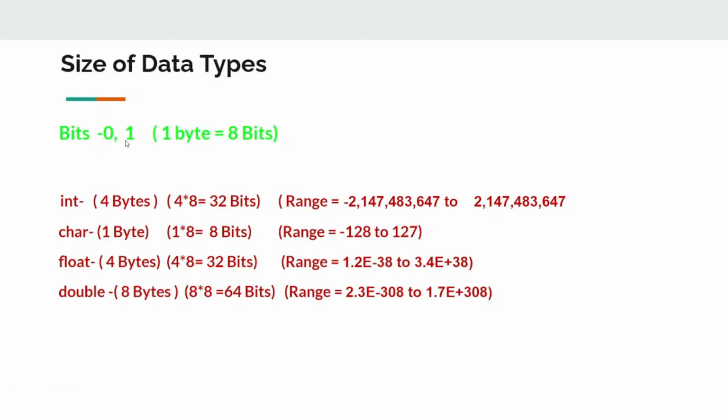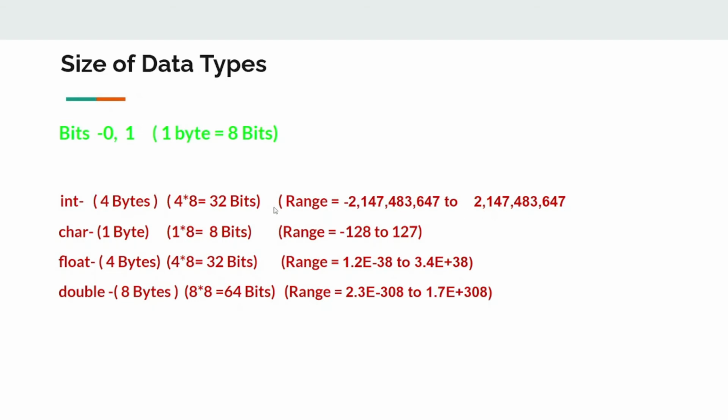So there are bits 0 and 1. 1 byte is equal to 8 bits, like 8 times we have written 0 1 0 1 0 1, that is 1 byte. So an integer variable holds 4 bytes of space, that means 32 bits, and using those 32 bits, a combination of 0 and 1, we can actually make a number as large as this and this. So an integer variable can hold from this range to this range.